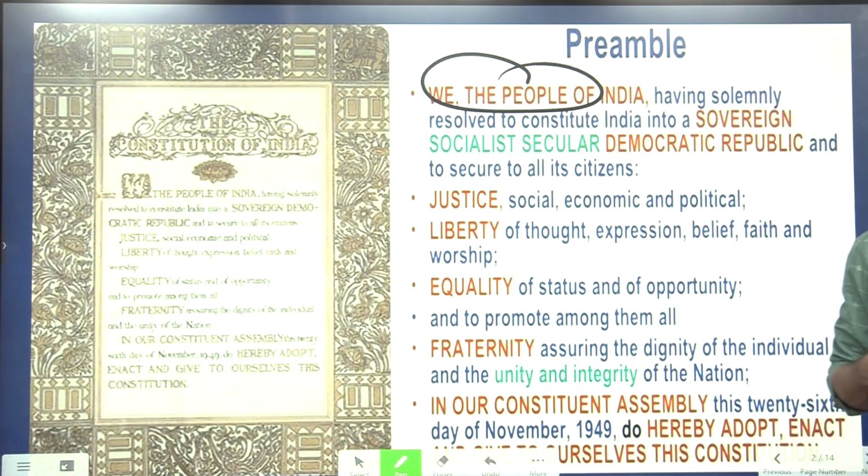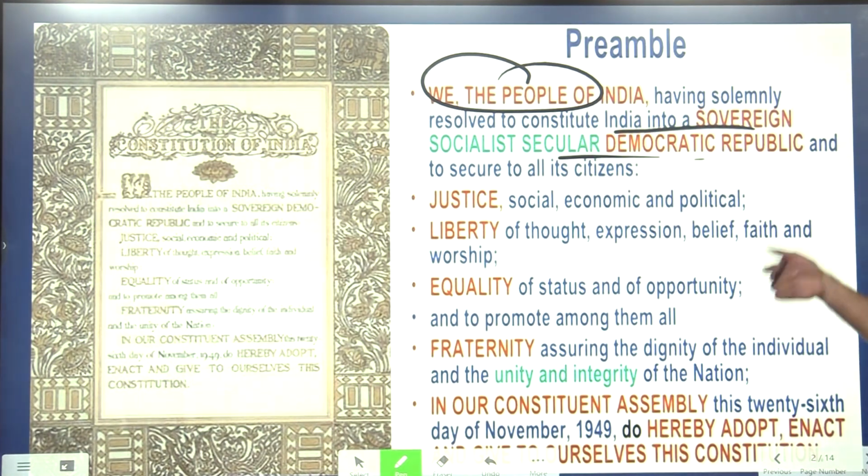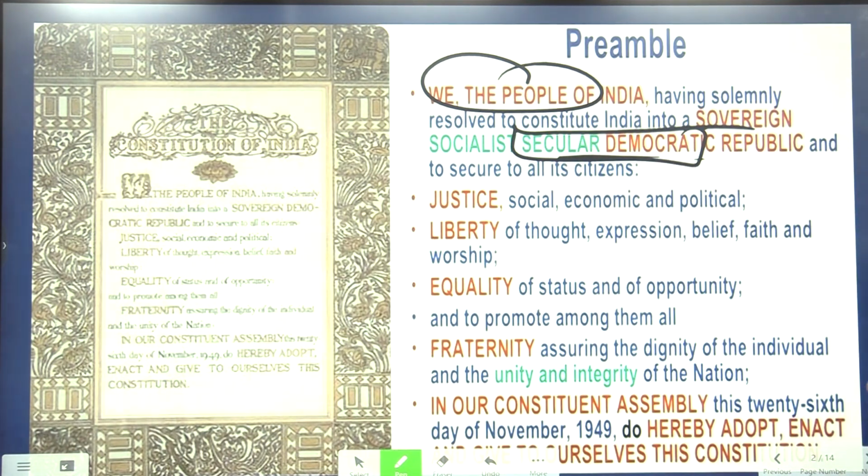Then from the preamble, you will get to know the nature of India. What is the nature of India? Obviously, sovereign, secular, socialist and democratic, and republic. These 2 words we added later. We will discuss later.